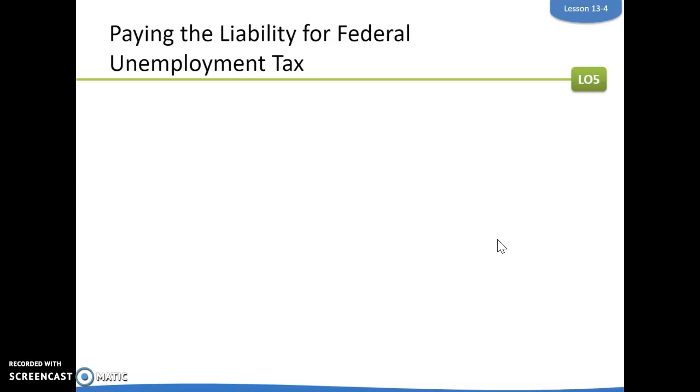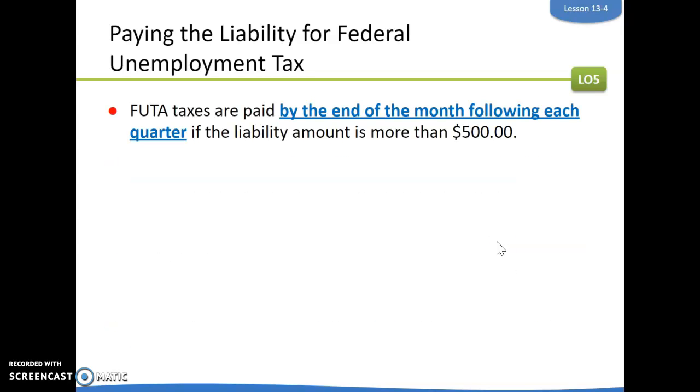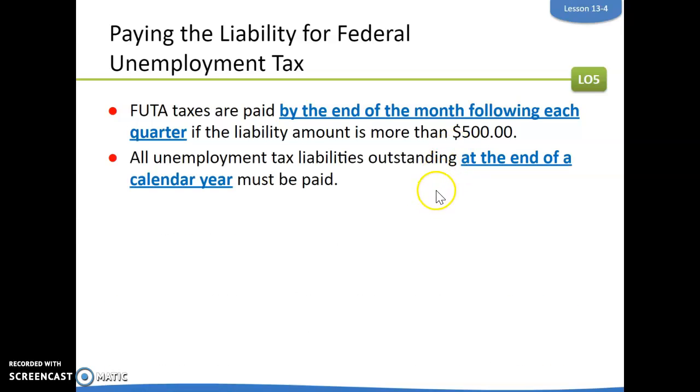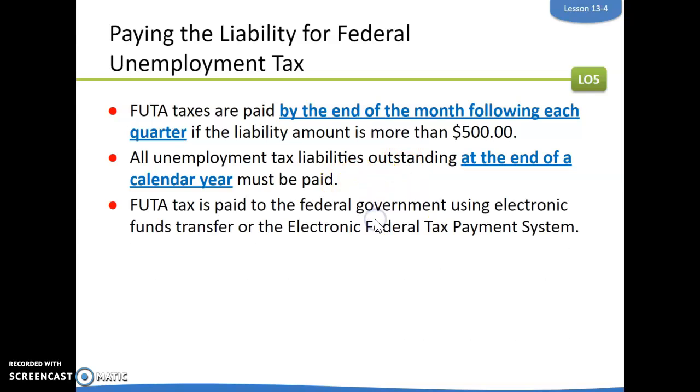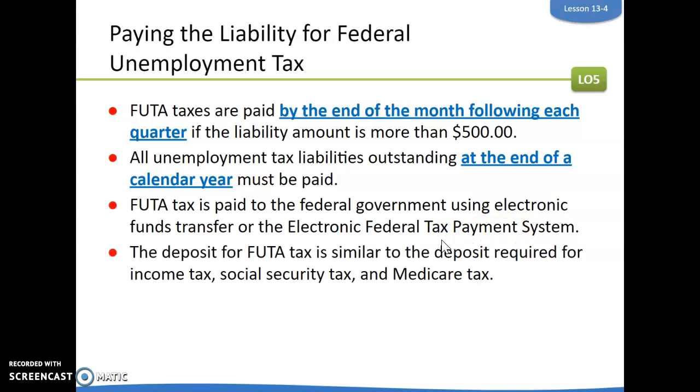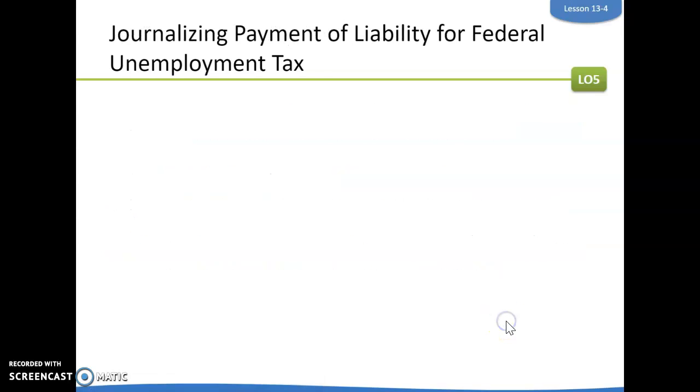So, paying the liability for federal unemployment tax, that FUTA. FUTA taxes are paid by the end of the month following each quarter if the liability amount is more than $500. If it's not, then we wouldn't do this. All employment tax liabilities outstanding at the end of the calendar year must be paid. So if it was less than $500, then at the end of the calendar year, we would make sure that is all paid in full. FUTA tax is paid to the federal government using electronic funds transfer or the Electronic Federal Tax Payment System, same as the other. The deposit for FUTA tax is similar to the deposit required for income tax, Social Security tax, and Medicare tax. So we're just paying off those liabilities here to the government.